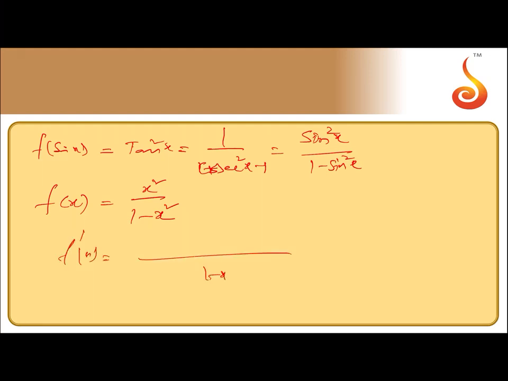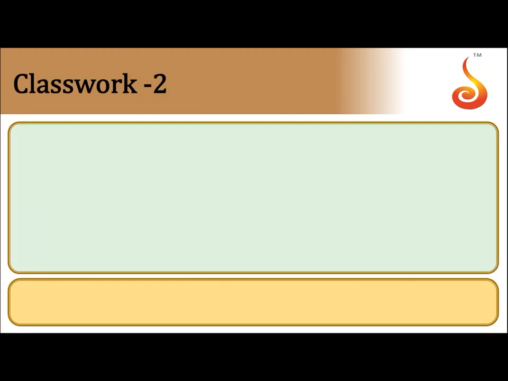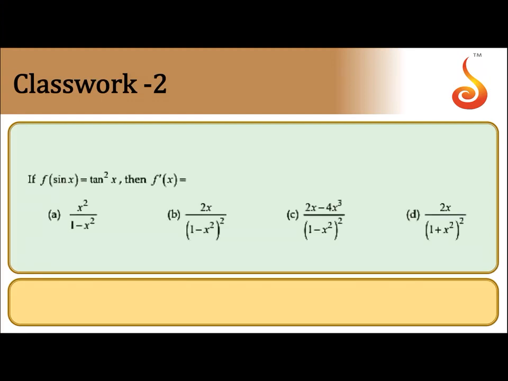So f dash of x is equals to 1 minus x square taken whole square, 1 minus x square multiplied by 2x minus x square multiplied by minus 2x. So I hope 2x cube gets cancelled, becoming 2x by 1 minus x square taken whole square will be the answer for the problem. So 2x divided by 1 minus x square whole square.